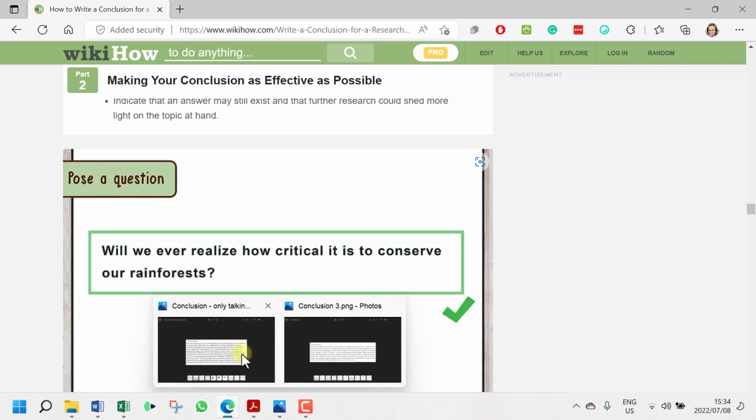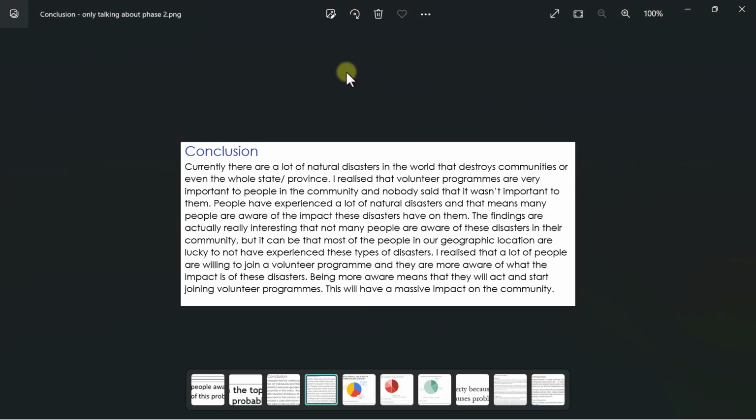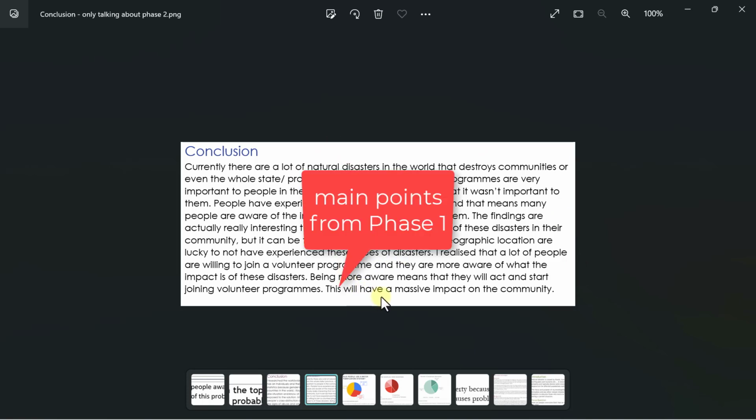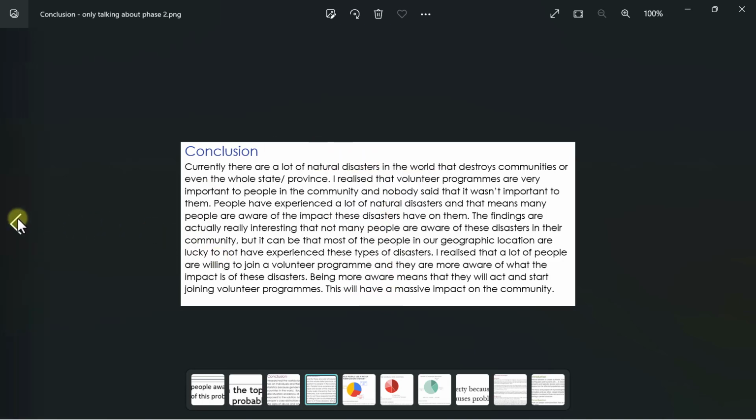Let's look at two examples, something that works and something that doesn't work. So this conclusion gives you a good idea of the kind of length that we're looking at. But if you actually read through this, they're talking about how there are lots of natural disasters, and they realize volunteer programs are very important to the people in the community. Nobody said it's not important. They are literally only talking about phase two. They're not saying a single word about their phase one findings. So I'm not going to give full marks for this conclusion.